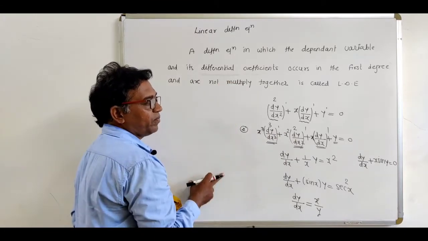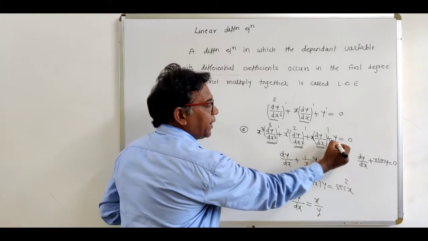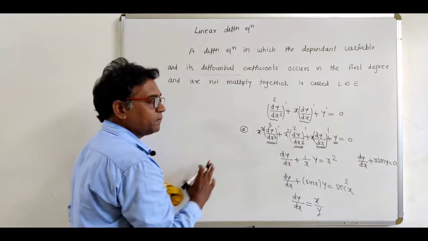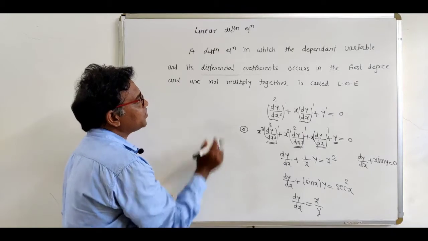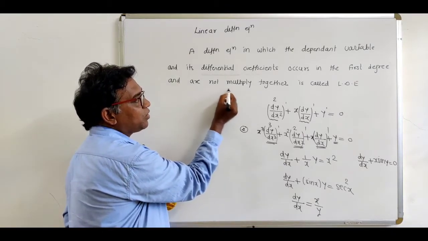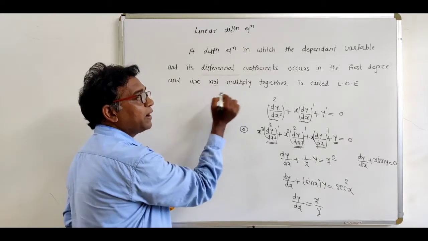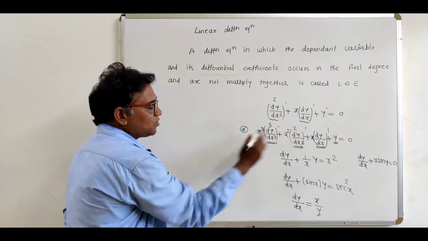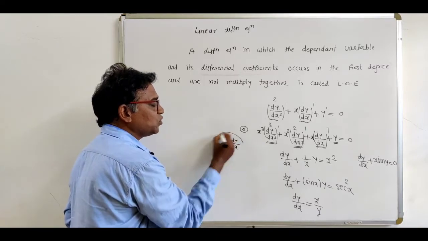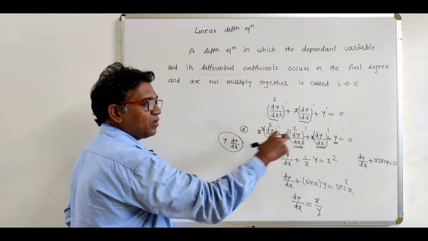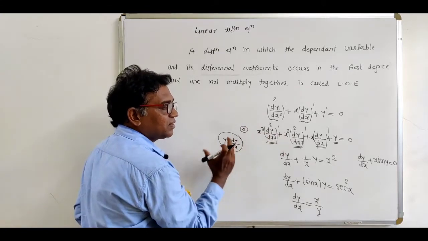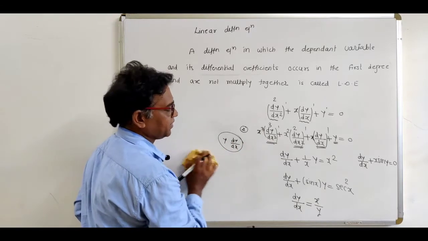What is the first condition? The degree of the dependent variable and its differential coefficient should be 1. And what is the second condition? The dependent variable and differential coefficient are not multiplied together. So there is no multiplication of this dependent variable and differential coefficient. There is no such term. So this is again called the linear differential equation. Obviously this is the third order linear differential equation.